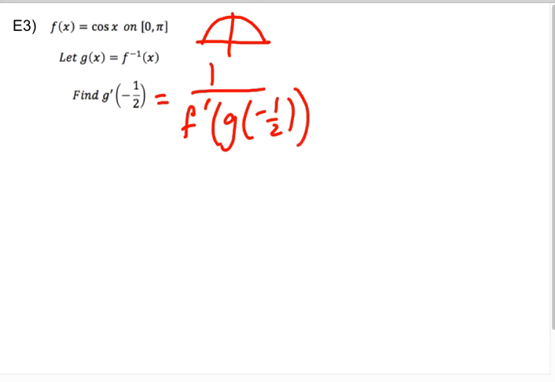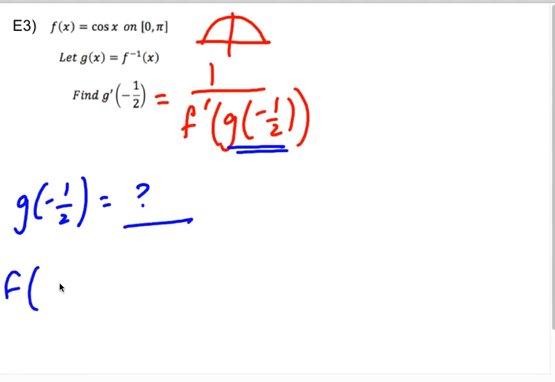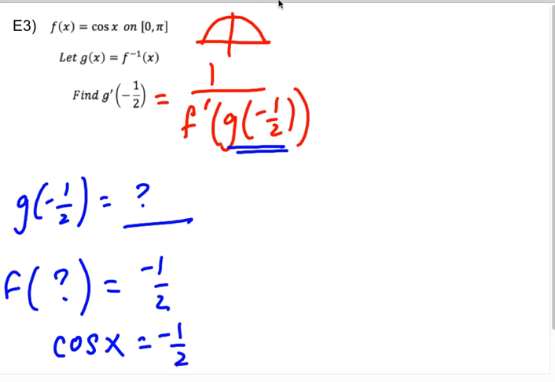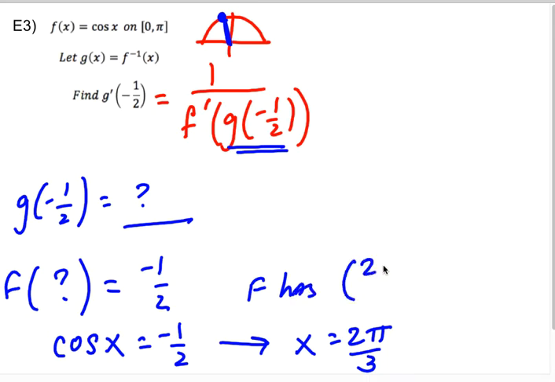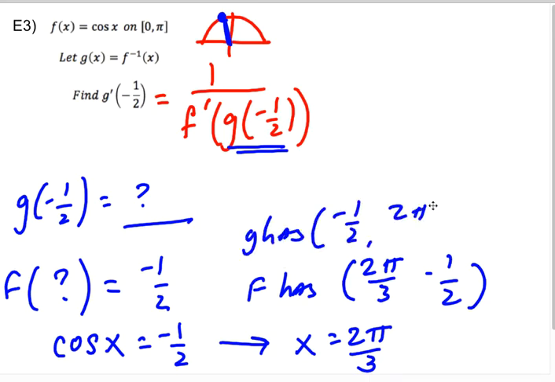Cool. So then the next thing you're going to have to do is figure out, cool, what is g of -1/2? Well, I know that g of -1/2 is this unknown that I need, right? That means that f of some unknown value should give me -1/2. So the question is, when is the cosine of x equal to -1/2? Well, I'm pretty sure that that's right here at 2 pi over 3. Once I realize that that happens when x is 2 pi over 3, that means that f has the point 2 pi over 3 comma -1/2, which tells me that g has the point -1/2 comma 2 pi over 3.